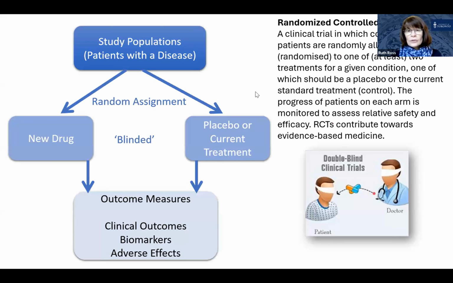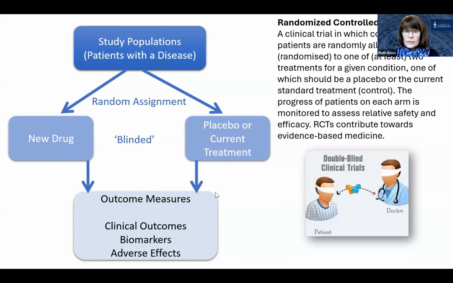So randomized controlled trials. Just a little bit more on how these randomized controlled trials work. Why is it called a randomized control trial? They're also called double-blind placebo-controlled trials. So you've got the study population, and they are then randomly assigned to get drug or placebo or current treatment. You've got outcome measures and then various things that you measure.